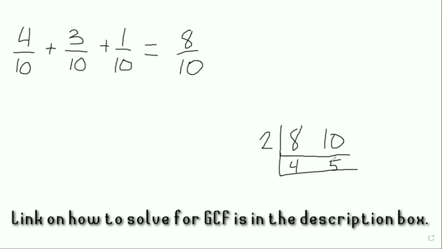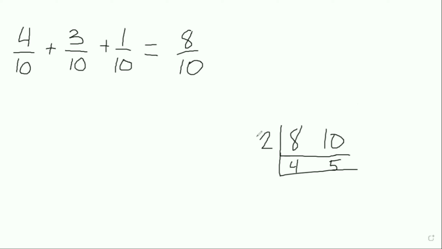Meron pa ba tayong pwedeng i-divide sa 4 and 5 na walang remainder maliban sa 1? So wala na. Ibig sabihin, etong number na pinang-divide natin kanina, that will be the GCF of 8 and 10. So after finding the GCF, to simplify the fraction, i-divide natin yon sa numerator and denominator. So that's 8 divided by 2 equals 4. And then 10 divided by 2 is 5. So our simplified and final answer is 4/5.